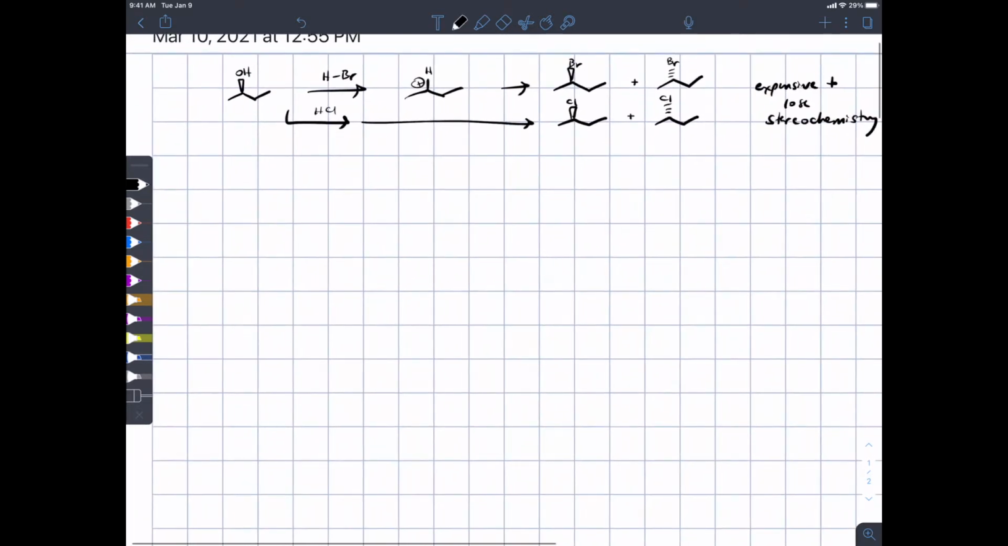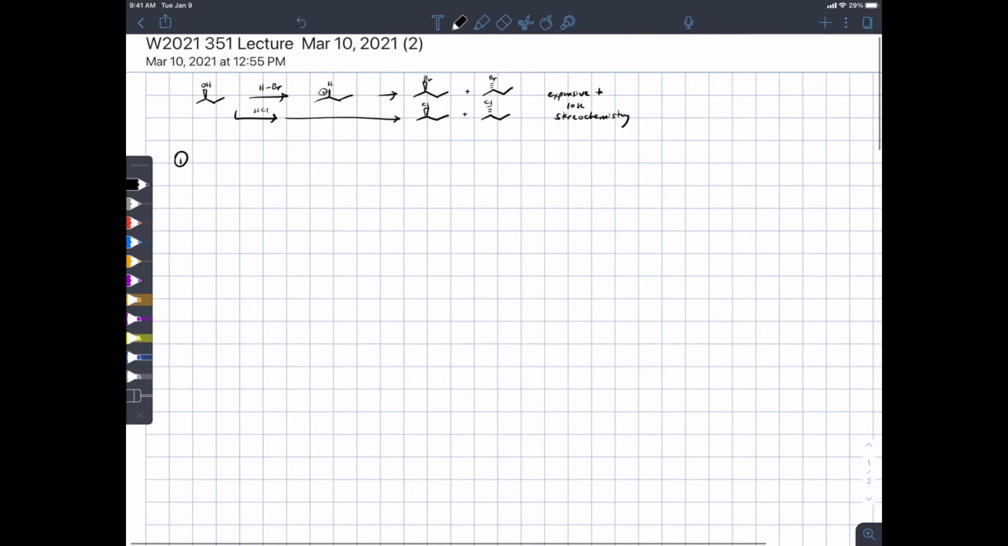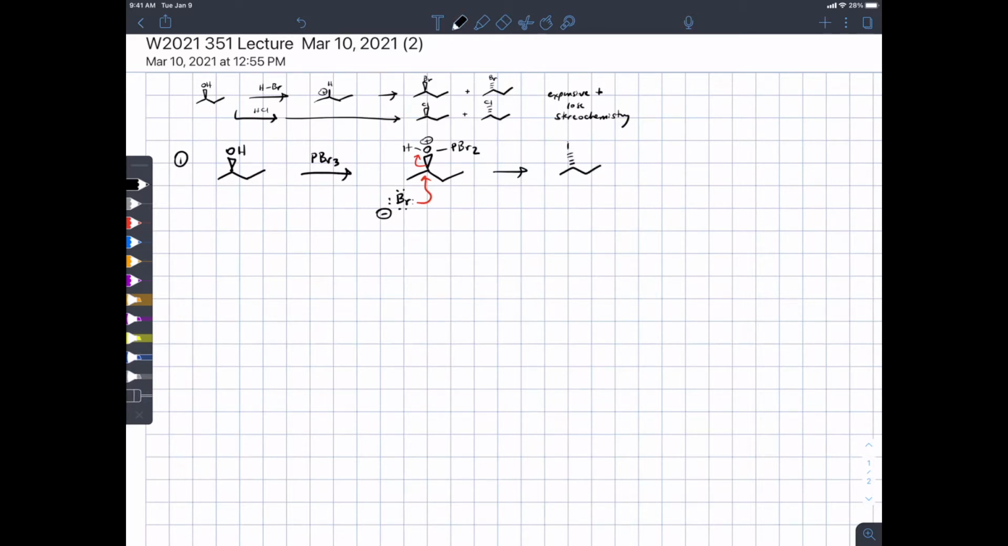And so we needed some better methods. And so we've got a few that we've dealt with. The first was using PBr3. Recall that this reagent converted the OH into a good leaving group by making a new phosphorus oxygen bond in place of a phosphorus bromine bond. And then the bromide that was liberated after the first step would come in from behind and do an SN2 reaction from the backside to give us the alkyl bromide with inverted stereochemistry.